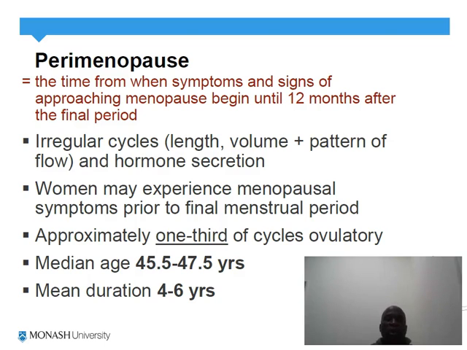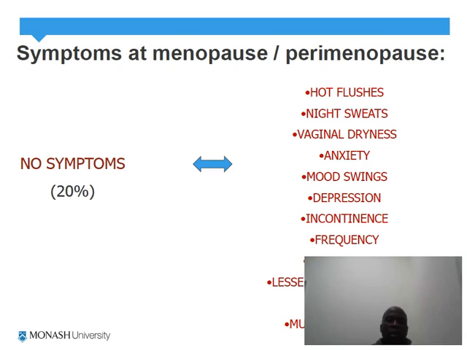And approximately one third of cycles are ovulatory; what I mean here is that in one third, it occurs during the ovulatory cycles. You get such kind of experience. The median age is between 45.5 to 47.5 years. And the mean duration can go on for 4 to 6 years, depending on the individual.